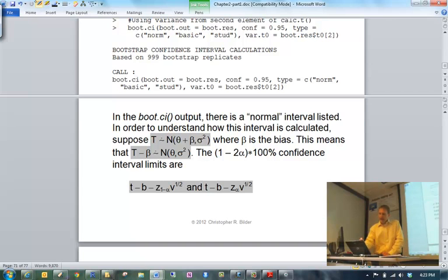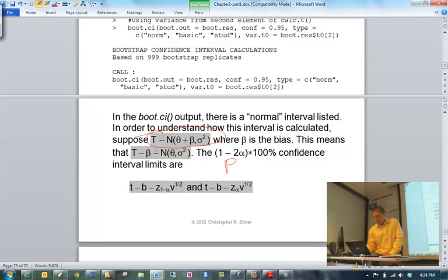Well, let's say that I have some statistic, and it has an approximate normal distribution where the mean is theta plus beta, where beta is the bias. Theta is our parameter of interest. So we have a perhaps biased statistic t. The variance is sigma squared. So in other words, this means that t minus beta has an approximate normal distribution, mean theta, variance sigma squared.